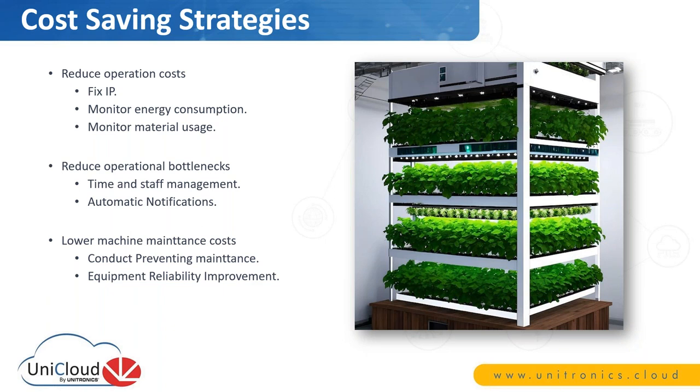improve your equipment reliability. By equipment reliability improvement, UniCloud capabilities can help identify recurring issues or patterns of machine failure. By analyzing the historical data, for example, those indoor farms can proactively address root causes, implement corrective action, and improve the equipment reliability. This proactive approach reduces the frequency of breakdowns, lowers the maintenance cost, and extends the lifetime of the machine. This is also a result of using preventive maintenance. At the end of the day, you save on parts, you save on sessions, your machine's lifespan is longer, and you can use the machines for many more years than was first anticipated.